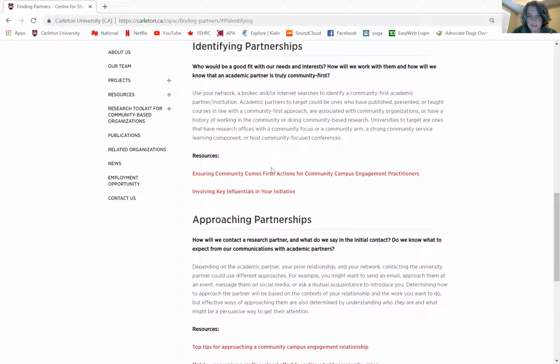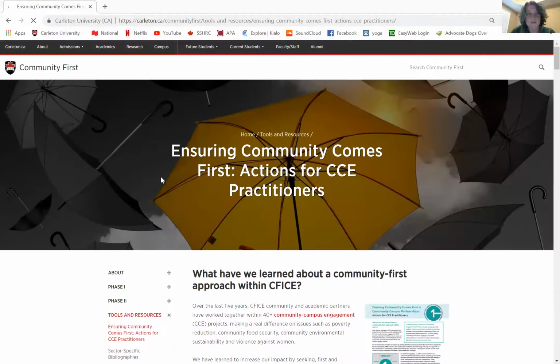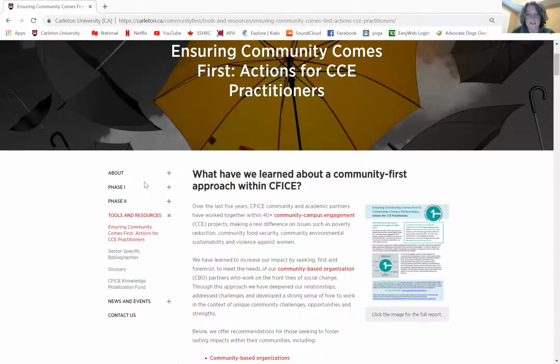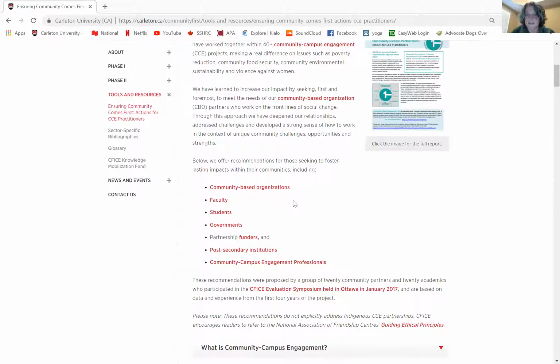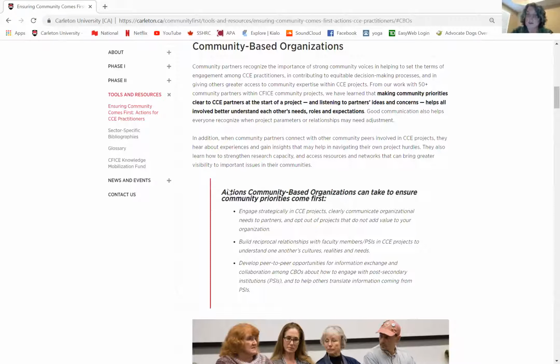And then I see that there's a section on ensuring that the community comes first. This is a web resource that CFICE has put together through work that they've done. It's talking about, what have we learned about community first approaches? And how do we ensure that research is community first? And I see that there are recommendations for community-based organizations. Within here, I read about how it's important to clearly communicate my organizational priorities right from the beginning, and to only join a research team that adds value to my organization.